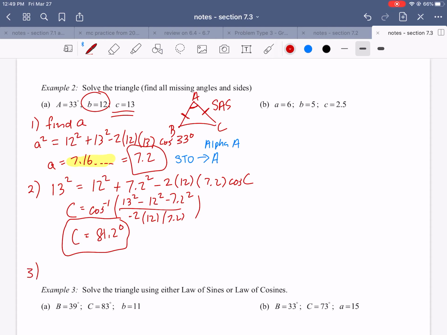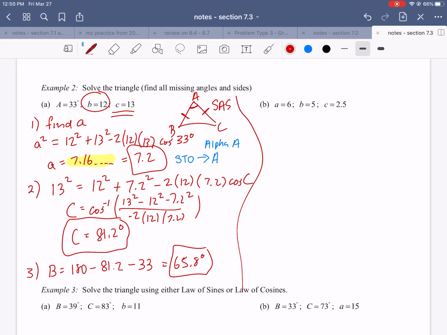Step 3 is to find the one missing angle, which would be angle capital B. Since we now have the other two angles, we can just cheat a little bit here and subtract the other two angles that we have. If we do that, we're going to end up with 65.8 degrees. Okay, let me know if you have any questions on that problem.